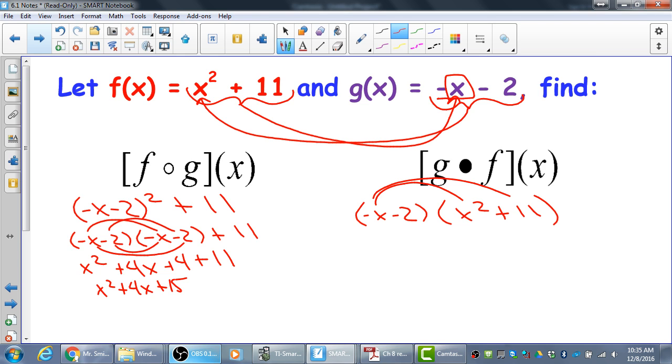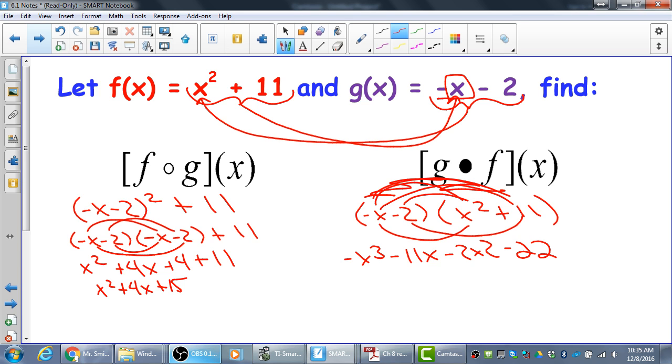Distribute that through. Should we do that? Oh, we can FOIL this. We can FOIL. First, negative x to the third. Outside, minus 11x. Inside, minus 2x squared. Last, minus 22. I know that probably doesn't bother you, but it bothers me that it's out of order. Try to put those in order, please, from highest to least power.